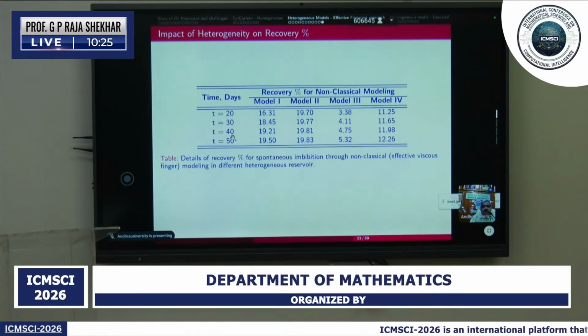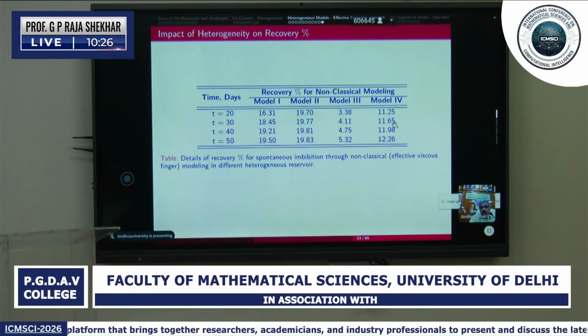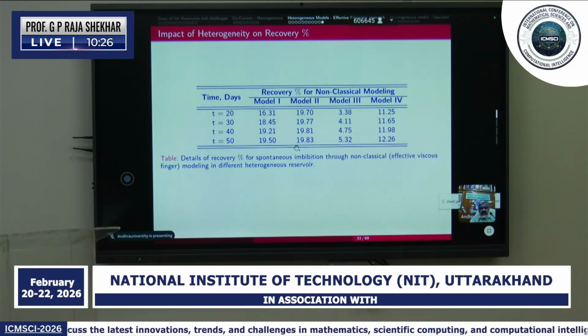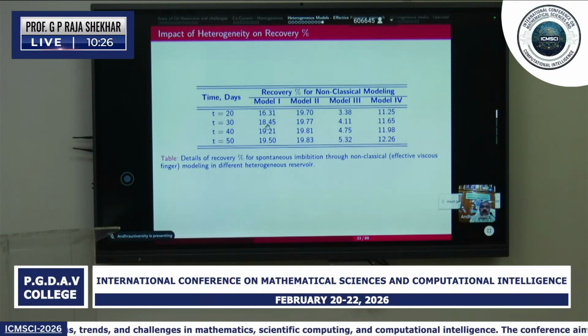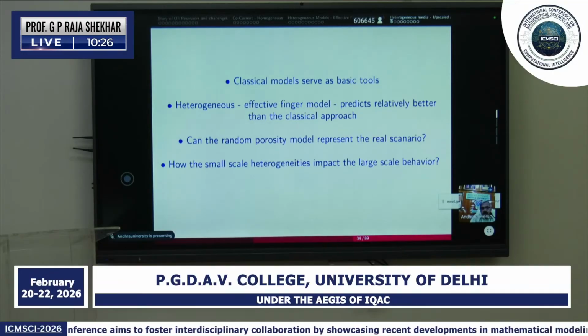So for example, you see here with time, how much recovery each model gives. The third model, the block model, has low recovery. The fourth model, the block model, has a very low jump, whereas in the third model the saturation is very low. And then the first and second are competing. So there is a drastic variation with heterogeneity. That's a summary, but that is not enough. The effective finger model may not capture the real scenario.